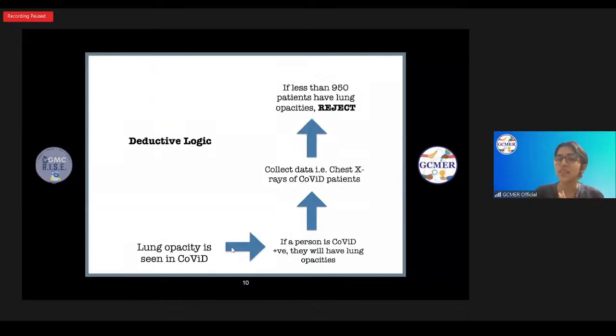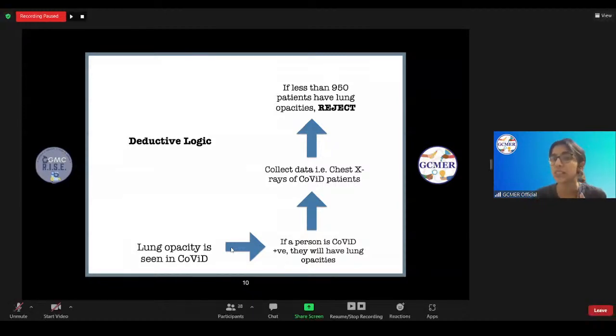If fewer than 950 patients out of the 1,000 patients you have collected data on have lung opacities, then you reject the null hypothesis, because what you see over here, lung opacity is seen in COVID, which was the first step, is basically a null hypothesis. And it is very important to learn what we mean by a null hypothesis.